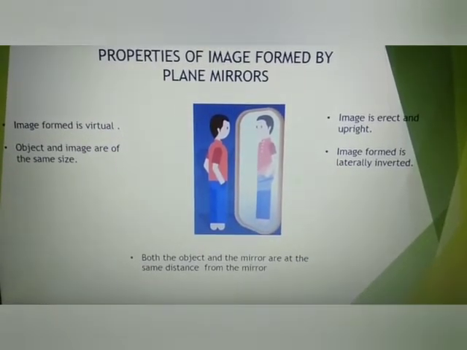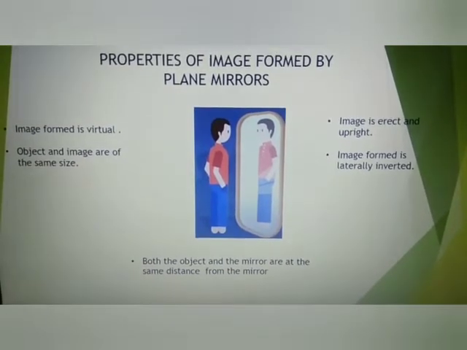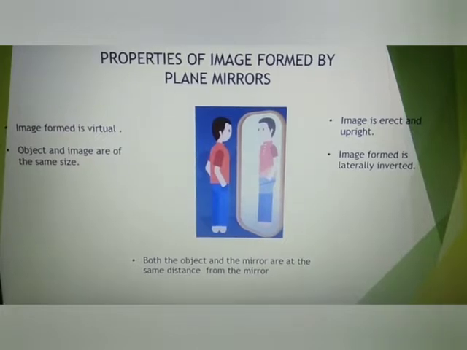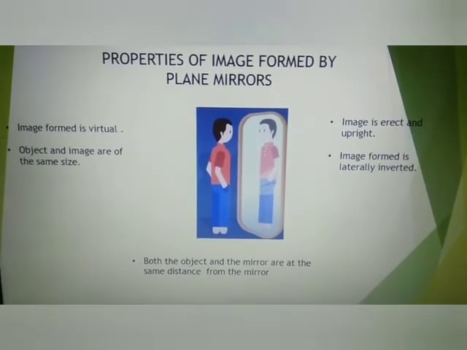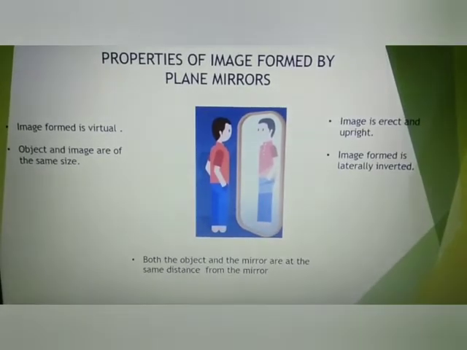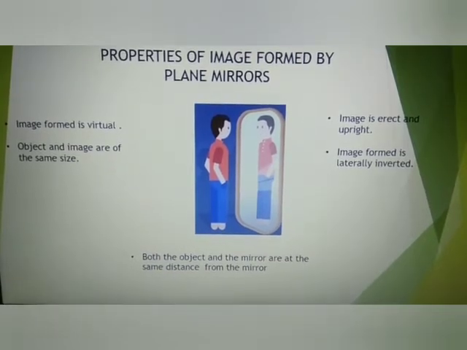Both the object and the image are at the same distance from the mirror. That means if a man is standing, let's say 15 centimeter from the mirror, the image is also 15 centimeter inside the mirror. That is, the total distance between the object and the image is 30 centimeter.